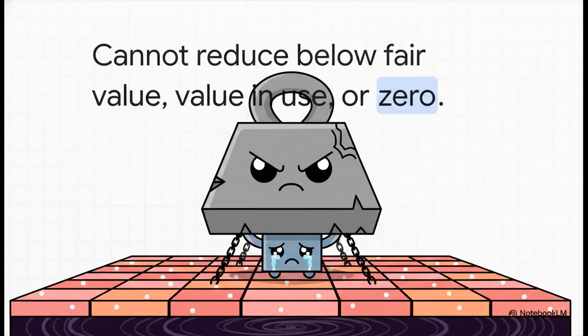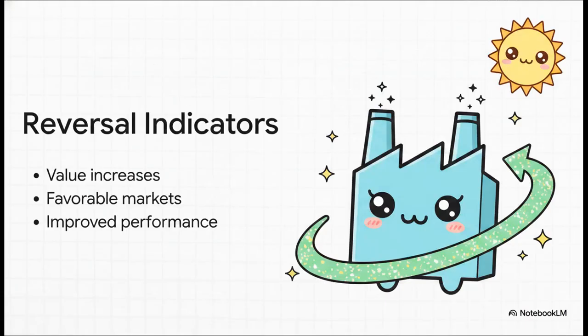However, our rules state there is a hard floor. When you're allocating that loss among the assets, you can never, ever reduce an individual asset's carrying amount below the highest of 3 things: its measurable fair value less costs of disposal, its determinable value in use, or simply 0. You can't artificially create a negative asset value just to absorb a CGU's massive impairment loss. That's a huge no-no.